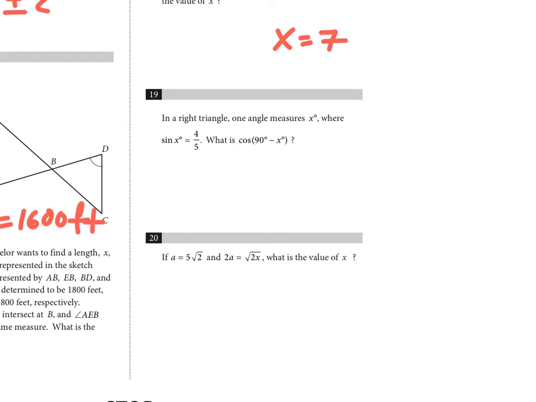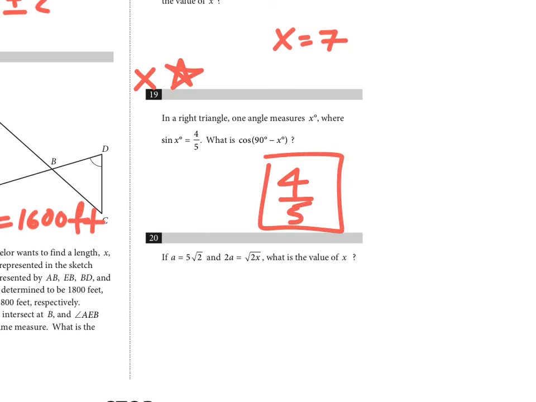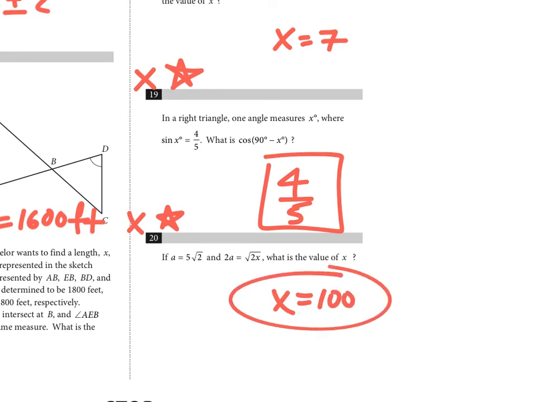Number 19, if you remember in geometry when we did trig, this one would be tricky, but it's 4/5. Number 20, this is just me solving an equation if you're in Algebra 2. Maybe, maybe not. But the answer is x equal to 100.